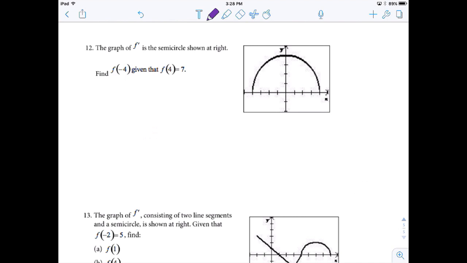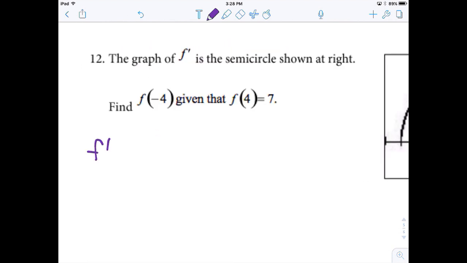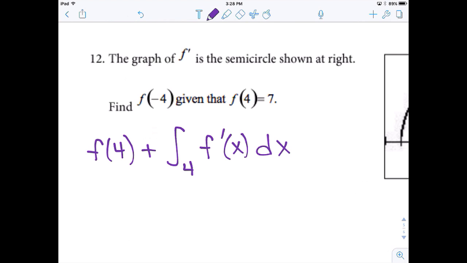So the graph of f prime is the semicircle shown at right. Find f of negative 4 given that f of 4 equals 7. So think about what we know here, right? We know our initial, which is f of 4. And I want to find the net change from 4 to somewhere of f prime. Now, to where? Well, we want the value at negative 4, right? So that's going to be my upper bound.